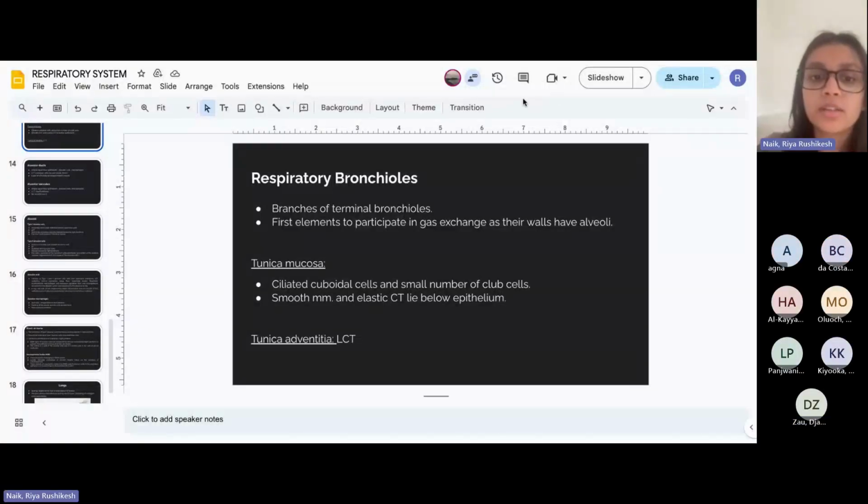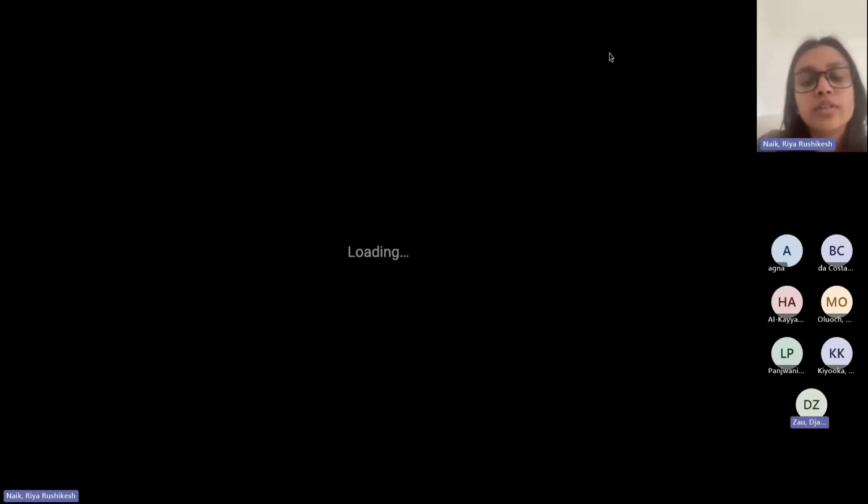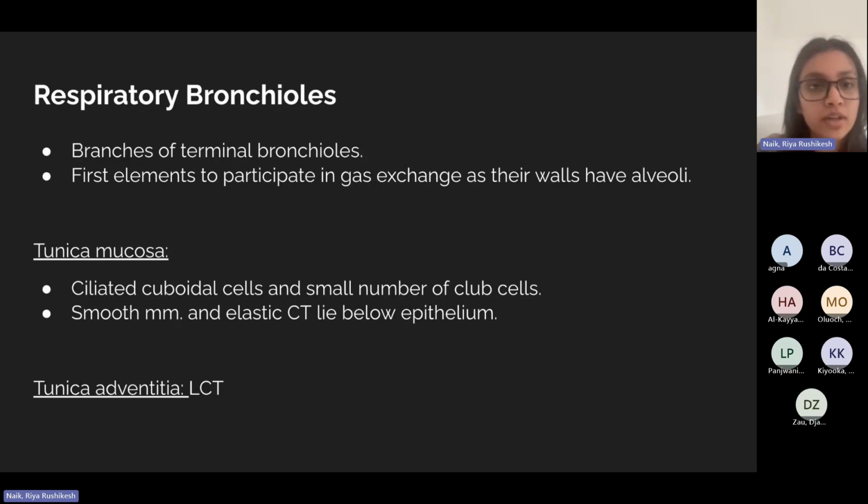Okay, so I'll be talking about the respiratory part of the respiratory system. The first structures which arise here are the respiratory bronchioles, and they arise when the terminal bronchioles further branch into them. Since they are the first elements that participate in gas exchange, they are the first structures that have alveoli in them.